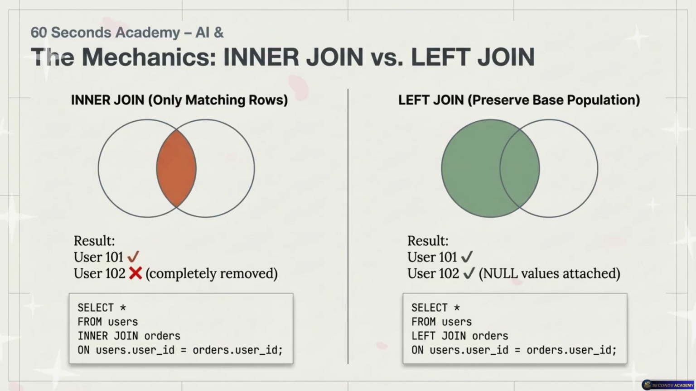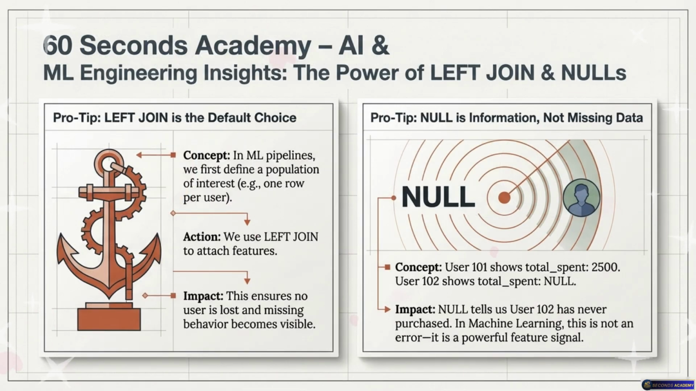So an inner join is incredibly strict. It only keeps matching rows. Meaning, if a user exists in your base users table, but they have absolutely no records in the orders table, an inner join completely removes that user from the final resulting data set. They just vanish from the model's worldview. Completely erased. Just gone. A left join, on the other hand, preserves the base population. And left just refers to the first table you write in your query, right? Exactly, which is usually your base table of users. With a left join, all users remain in the data set, even if they have 0 matching orders in that second table. So for machine learning pipelines, the left join has to be the default choice.